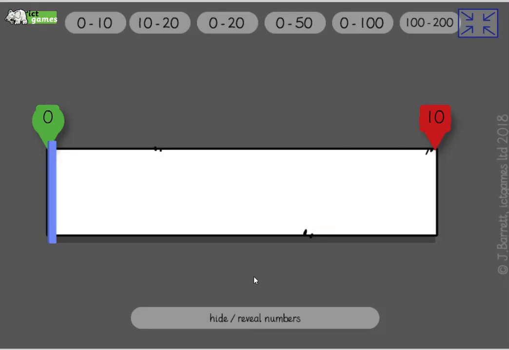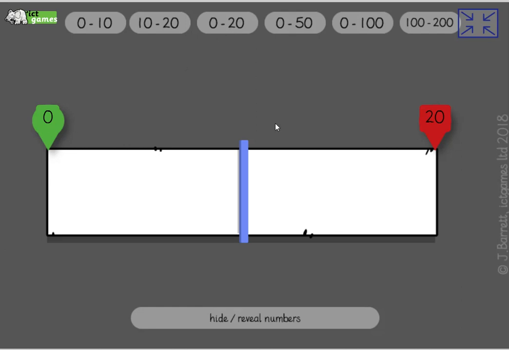So, okay, now, I'll start with a really easy one. So here's 0, here's 10. Where would 5 be? You could point to your screen if you want instead. Okay, here we go, right in the middle. 5 should be right in the middle. Let's have a look. Yeah, I got it right. Okay, now that's quite easy. Let's take it to the next level.